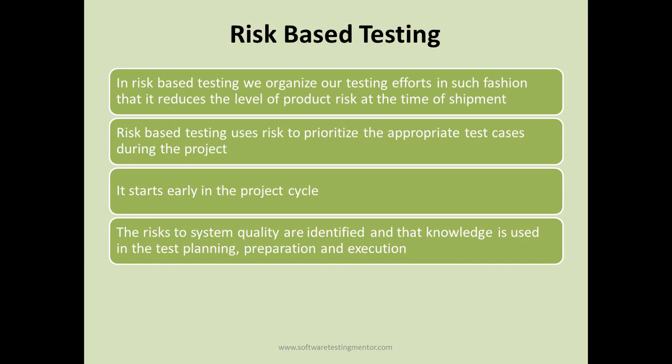You prioritize the risks, you know the risks of the software, and then you plan accordingly. You plan to execute high priority risks first, prepare the test cases, and execute those test cases first in order to reduce the likelihood of the high priority risks in the release.